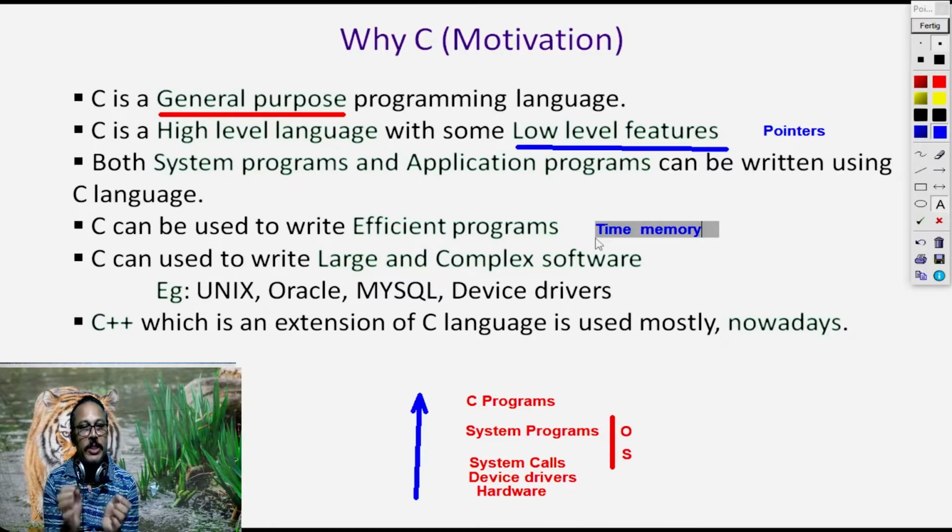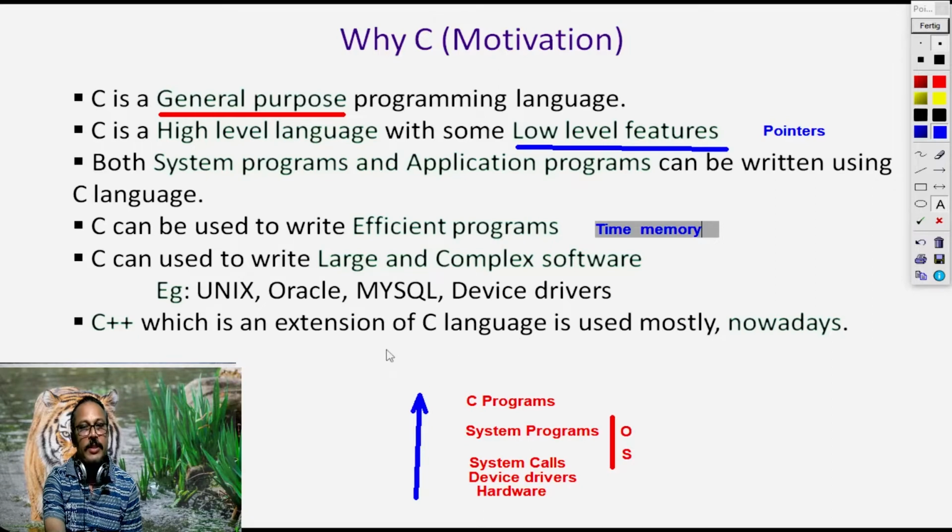Wherever efficiency is required, in computer networks, where you have to do a lot of things repeatedly, you go for C language. Don't think C is dead. C is very much alive and still one of the popular languages for writing large and complex software. Complex software like Unix, Oracle, the database management system MySQL, and also device drivers are written using C language only. So don't underestimate the power of C language.